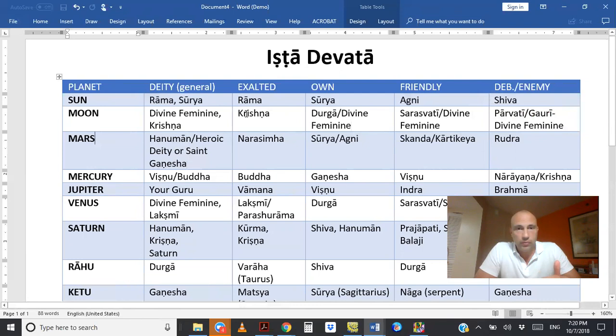These are the general. How do we narrow it down? Well, if Mars is exalted, Narasimha. If it's in its own sign, consider Agni, again, fire ceremony, or Surya. In a friendly sign, Skanda, or a saint in your tradition who embodies these qualities of heroism, or Rudra. Okay, but anywhere here you can just default to Hanuman, or you can default to Ganesha. Remember, this column is sort of your default column. All right, with Mercury, again, the general default is Vishnu or Buddha.